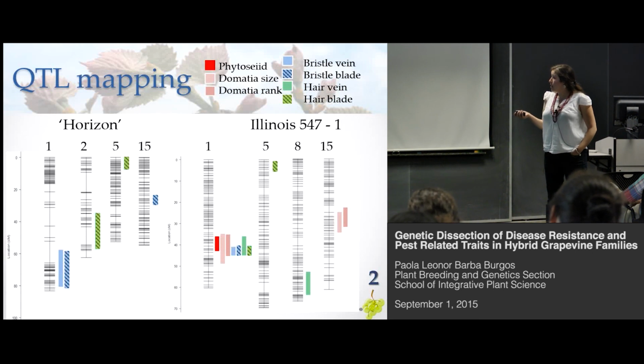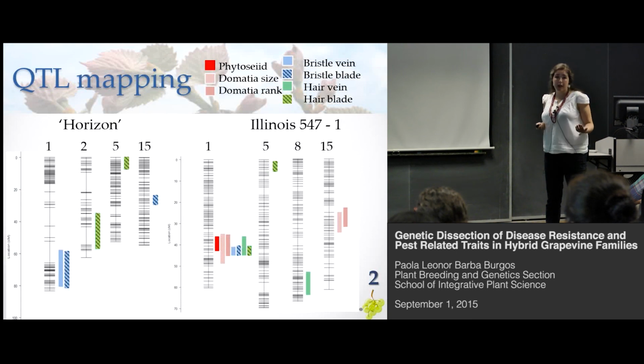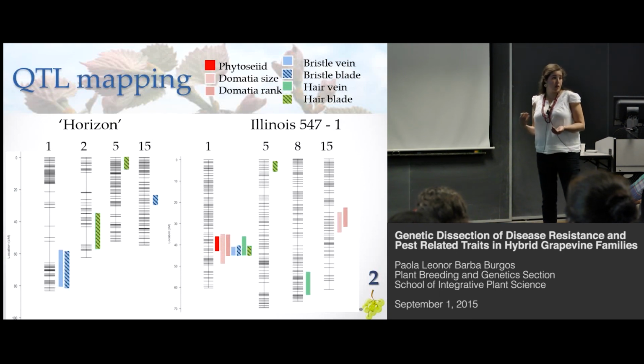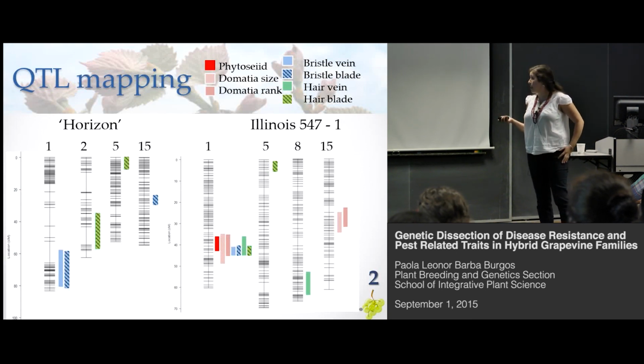We also found different sets of QTLs for the traits, which is also interesting. We found that, for example, in hairs, there are different sets of QTLs for hairs located on the blade and hairs located on the vein.